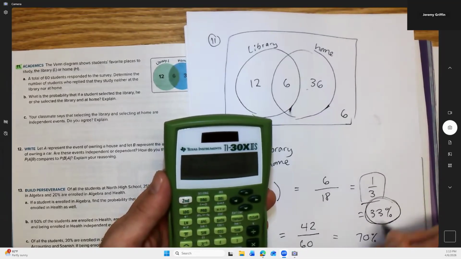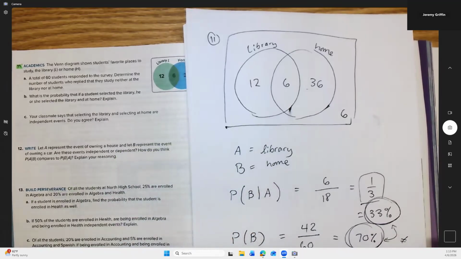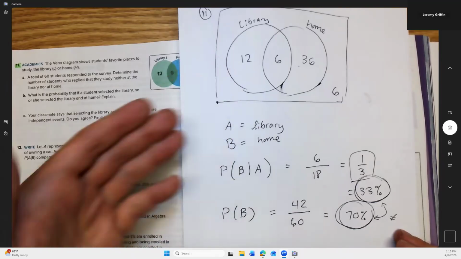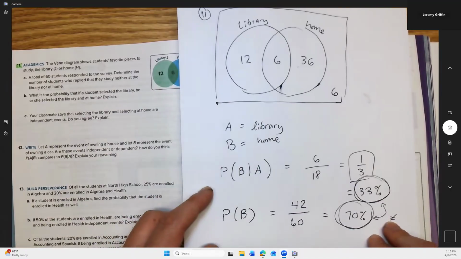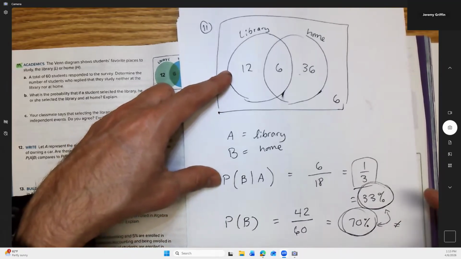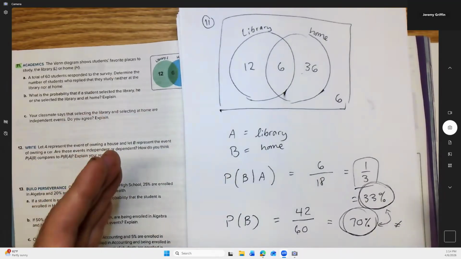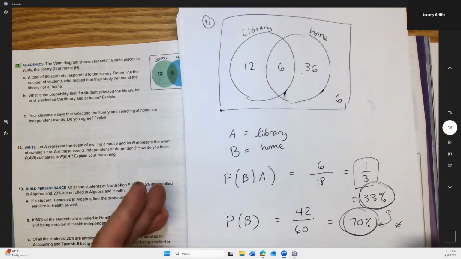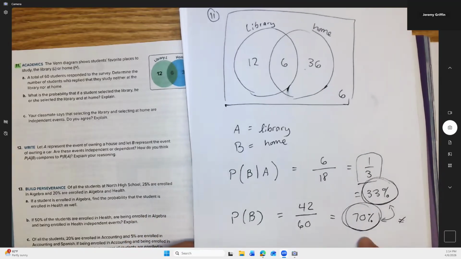Now, comparing this 33% and the 70%, those are definitely not equal to each other. So just to recap, 70% of all the students are studying at home. Maybe also the library, I'm not excluding those. But 70% are doing some home study. But if you're given that they do study at the library, the chance that they also want to study at home is much, much less. In fact, it's about half as much. So if you see some students studying at the library, are they also studying at home? Well, a few are, but proportionally speaking, it's much, much smaller than everybody studying at home in general.